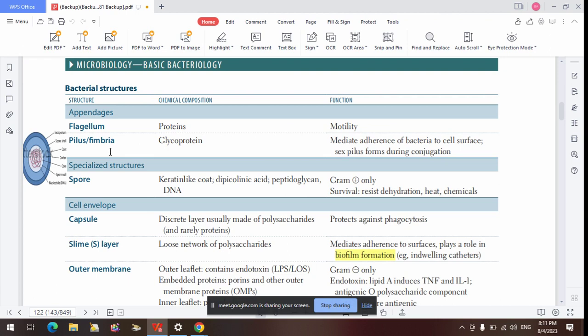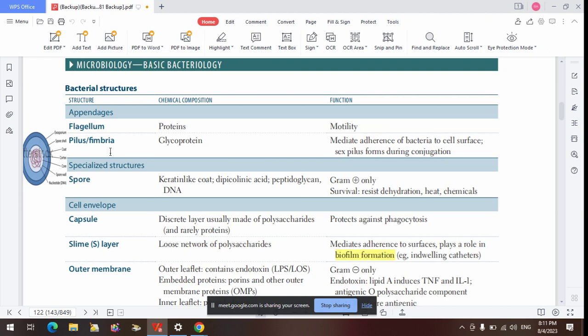Okay. So do you guys get the function of the fimbriae now and the pili? You guys get them now. So that is it about the fimbriae, the pili, and the flagellum. So we'll go to the specialized structures. The example of specialized structure that we're talking about here is the spore.